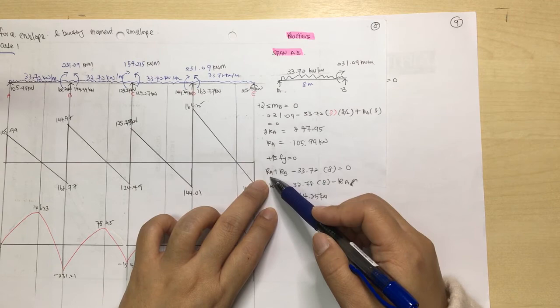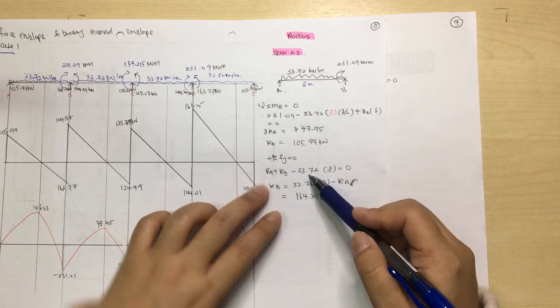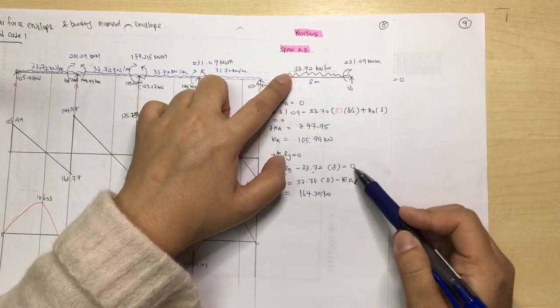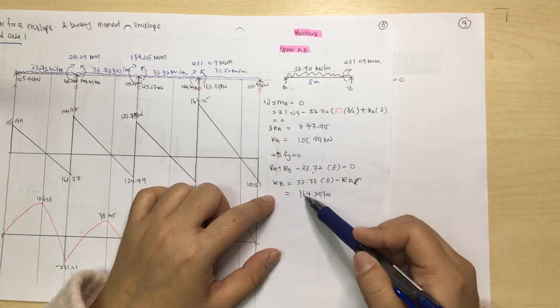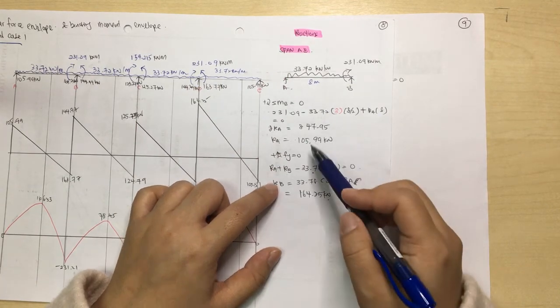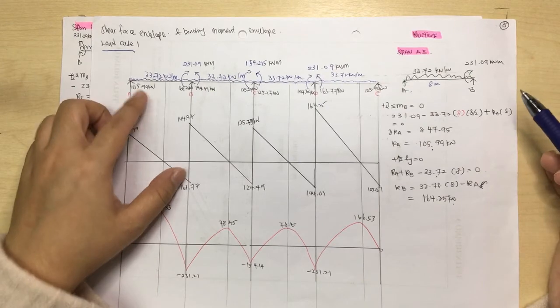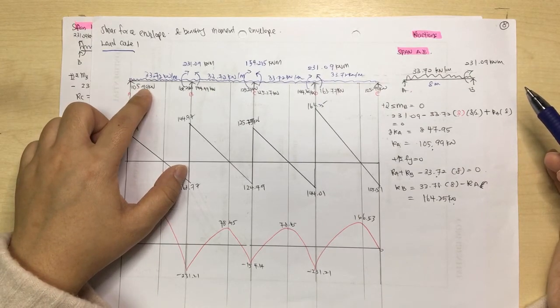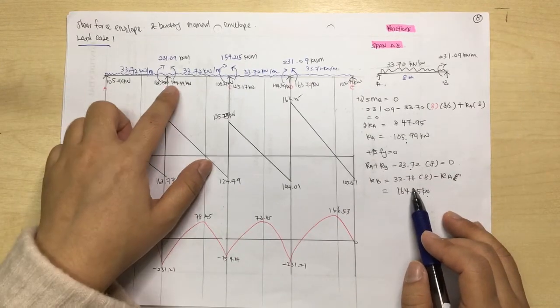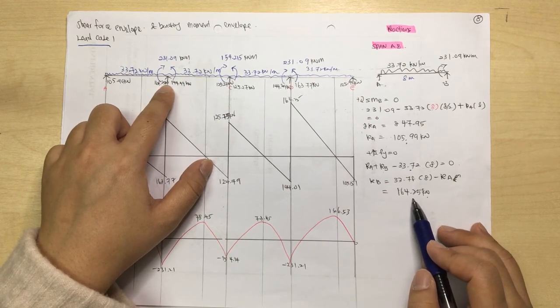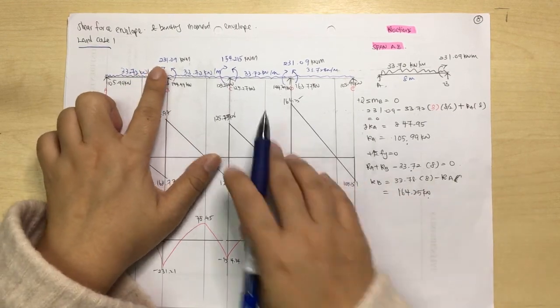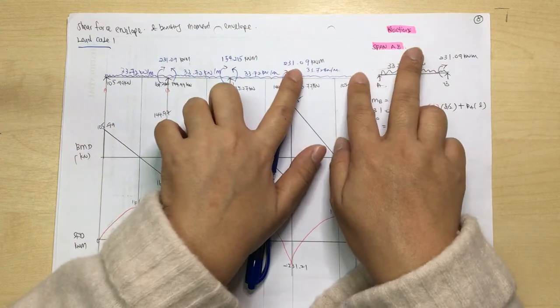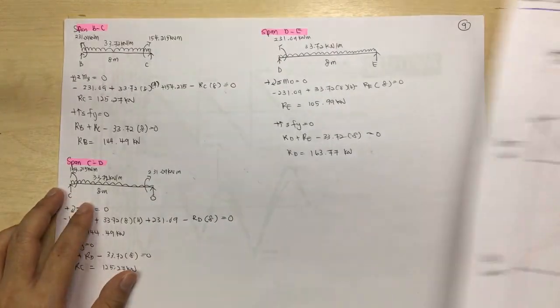So RA plus RB minus 33.72 times 8 is equal to 0, so you get RB is 164.25. So you input the value into here, you get 105.99, and this one you input into here is 164.25. Okay, so you need to repeat this for this span, and also this span. So I show you the example here.